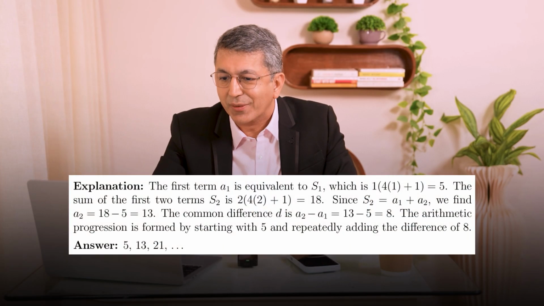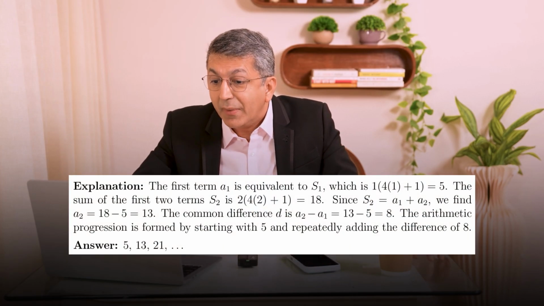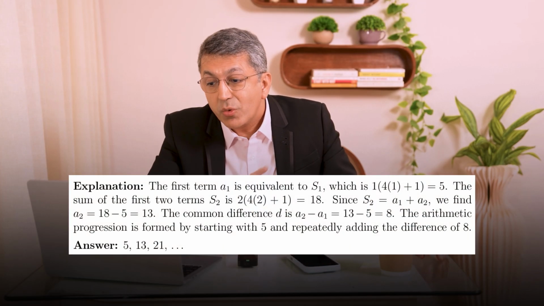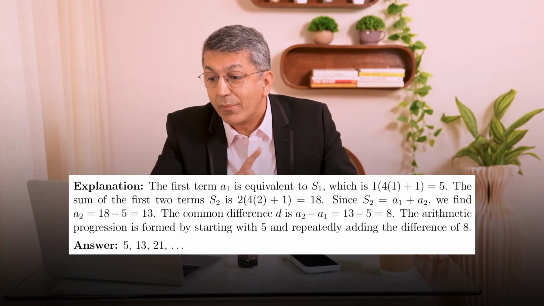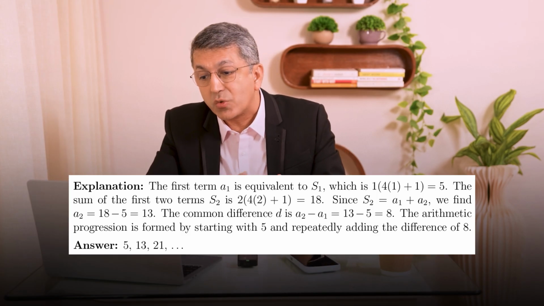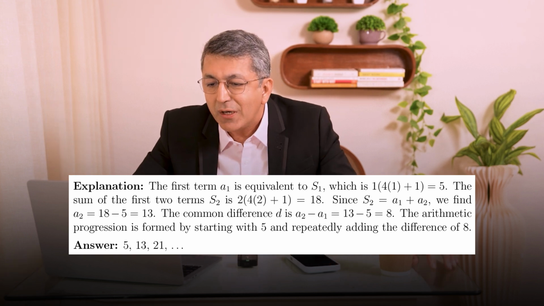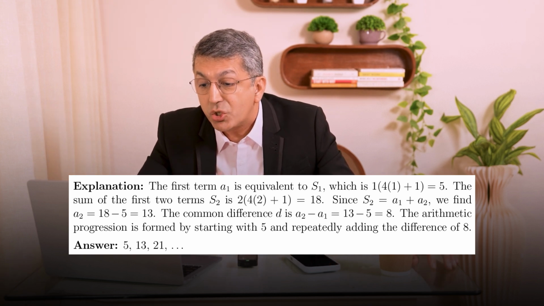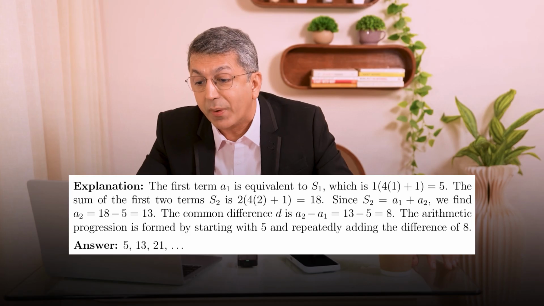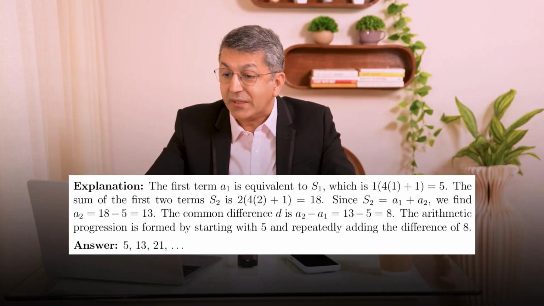Now for the explanation. The first term a1 is equivalent to S1, which is 1 (4 (1) plus 1), which is equal to 5. The sum of the first two terms, S2, is 2 (4 (2) plus 1), which is equal to 18.